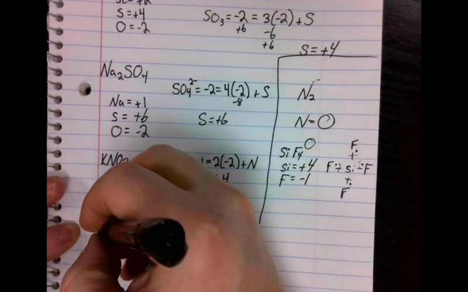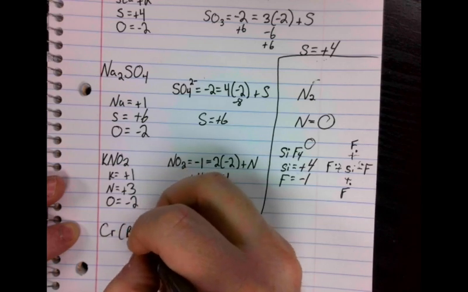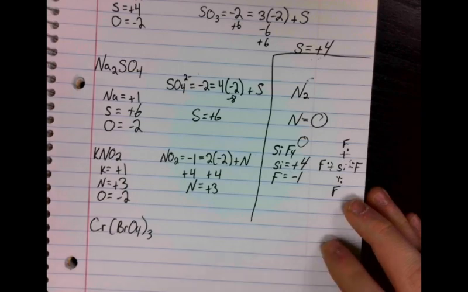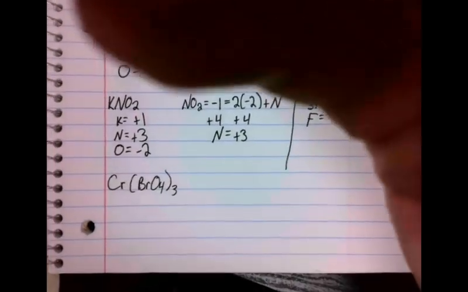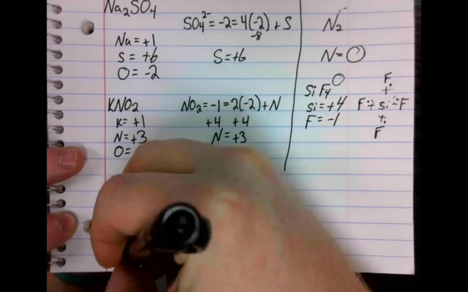The last example is definitely the most complicated. We've got CrBrO4 with a 3 charge. So let me scoot this down a little. We've got Cr, we've got Br, and we've got O.